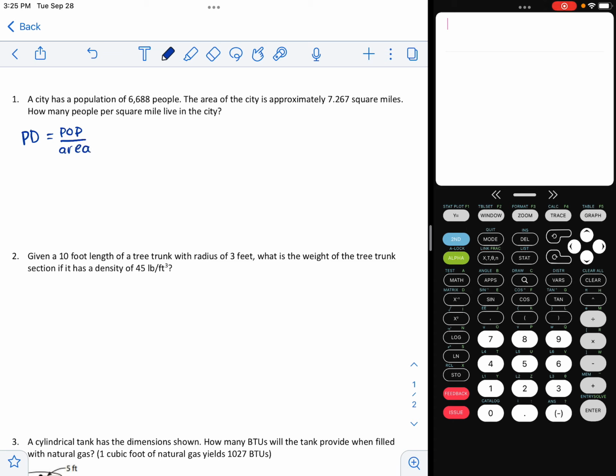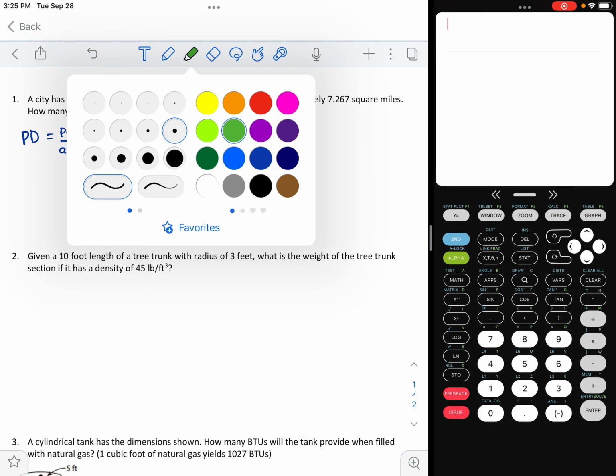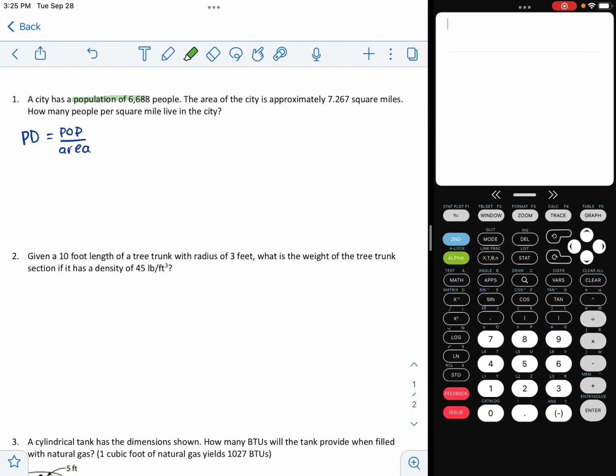To highlight what variables we're given here, the population is 6,688, and the area is 7.267 square miles. So I'm going to fill that in. Population density equals the population divided by the area. And now here we already have our unknown isolated, right? Population density is already by itself. So I'm just going to plug this into my calculator.